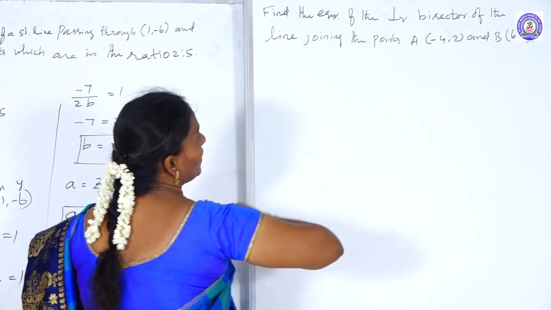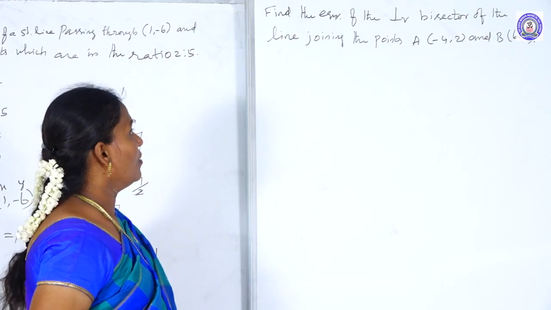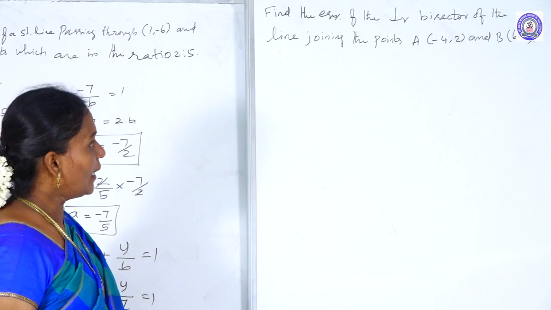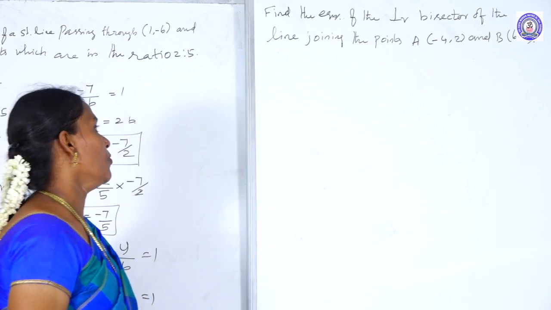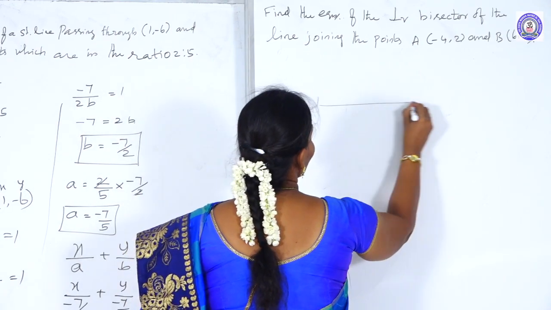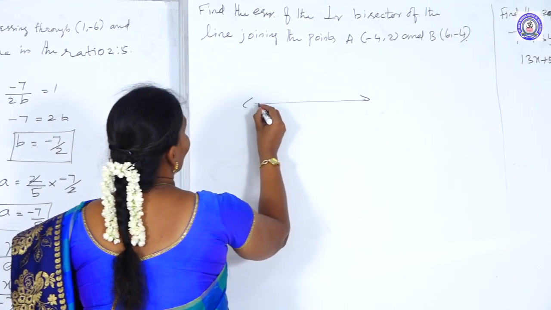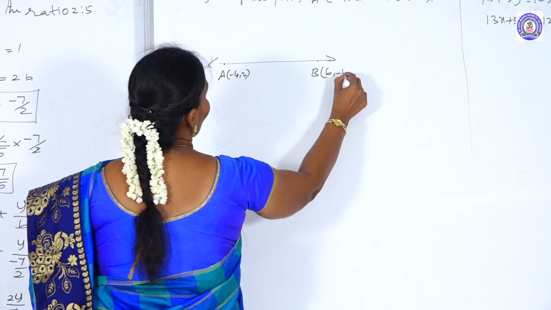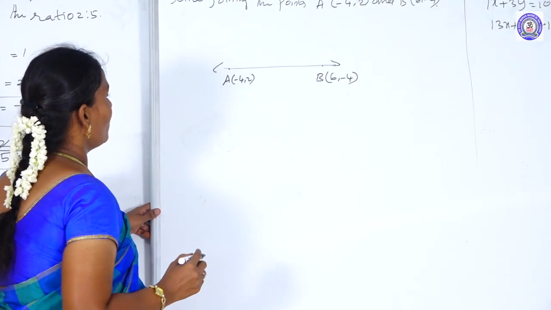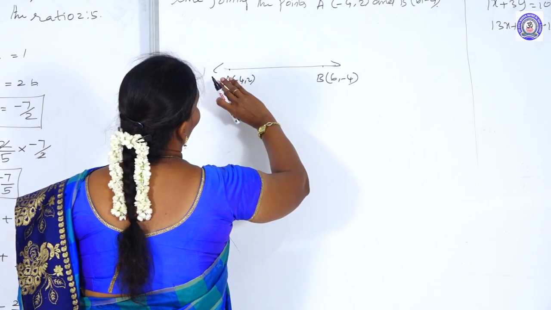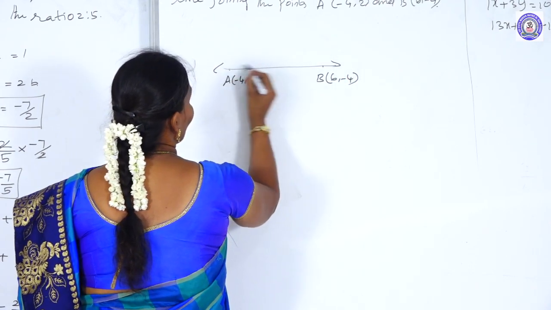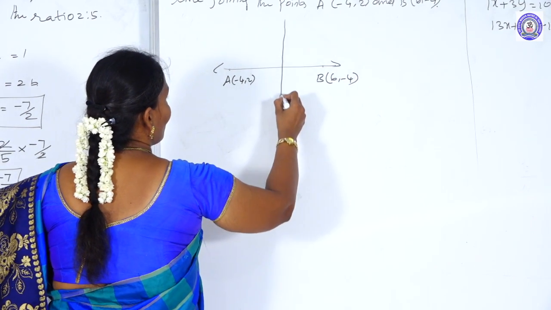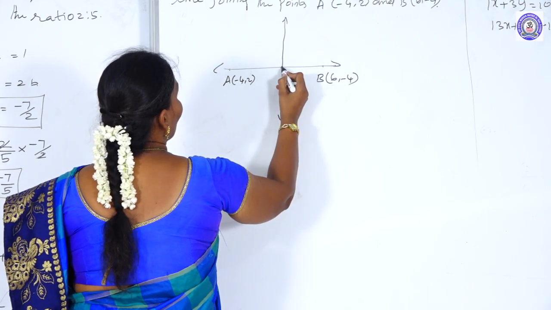Find the equation of the perpendicular bisector of the line joining the points A(-4, 2) and B(6, -4). See here, the line joins the points A(-4, 2) and B(6, -4). You have to find the perpendicular bisector of the line joining these points, AB. So you have to find the equation of the perpendicular bisector.